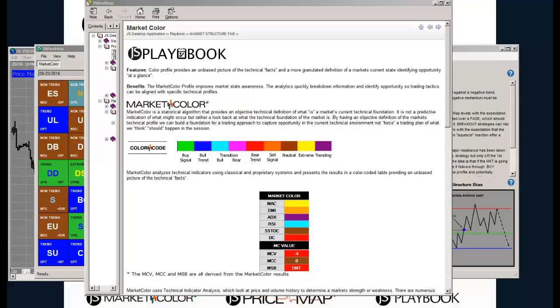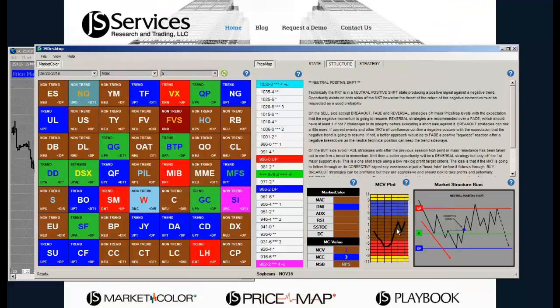You can always note the MC value and identify how the changes have been going. What's the change? How's that plot been working? That gives you a nice view of how market states are shifting from one day to the next, and you can get additional insight to how did the market get to this neutral positive shift situation, and what's the expectation. If we're shifting positive into the top of the neutral zone, it's either going to stall out here or we're going to transition into a bull trend. If we stall out, we could have a sharp break back down to the neutral zone.